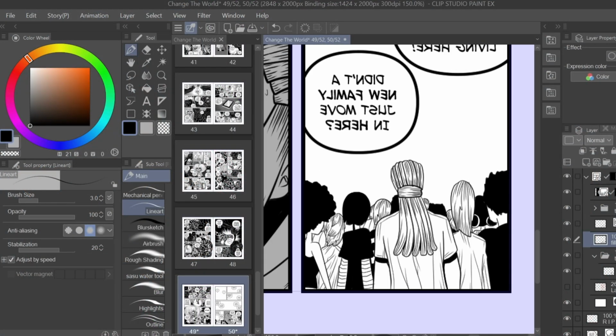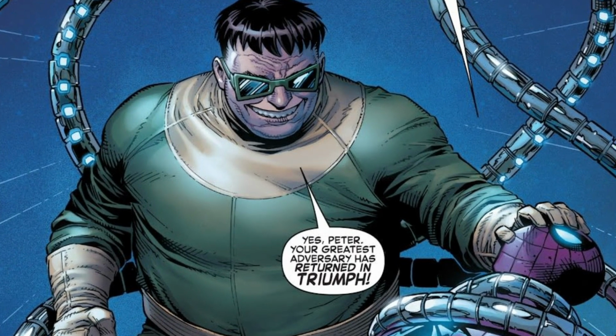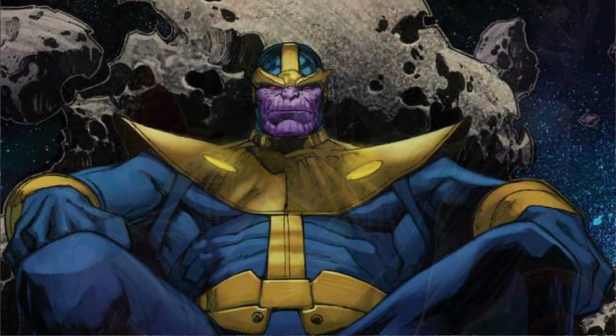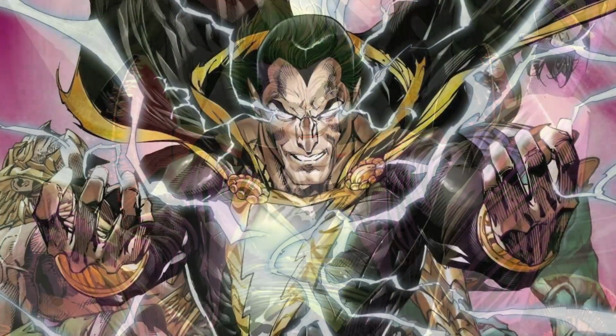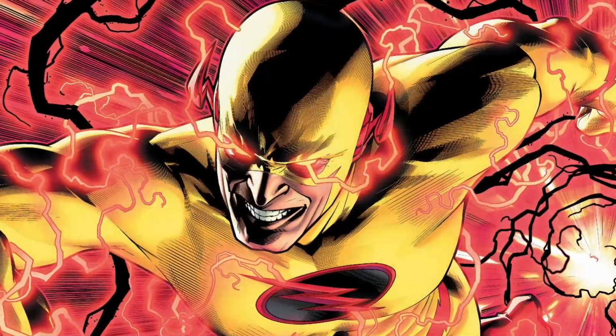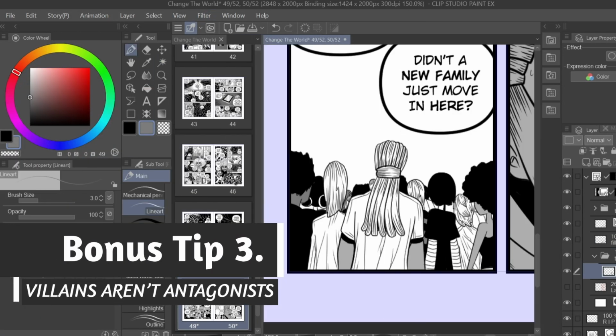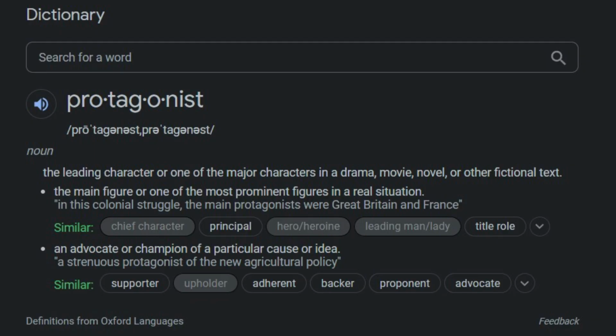In terms of Western comics, think of popular characters like Dr. Octopus from Spider-Man, Magneto from X-Men, Thanos from Avengers, Joker from Batman, Black Adam from Shazam, and Reverse Flash from The Flash.